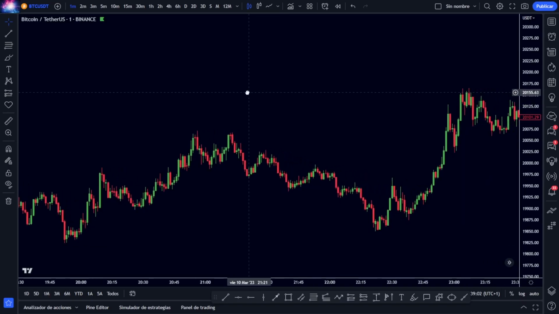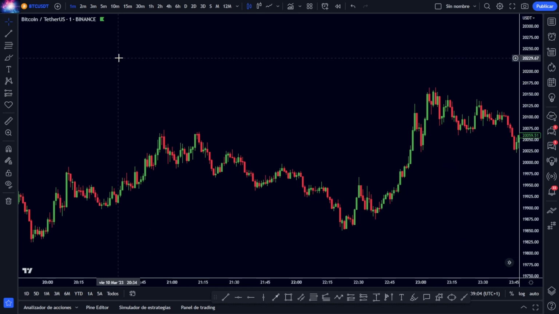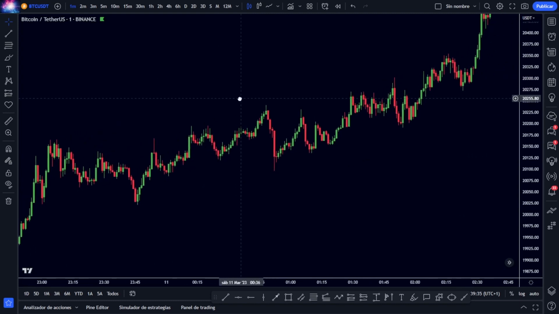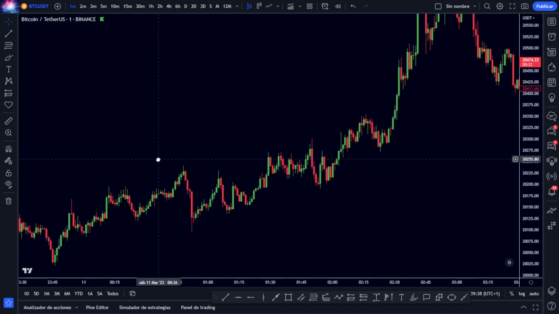And now let's see it step by step. As you can see, we have chosen a chart in Bitcoin USDT, in the temporality of 1 minute, to explain it perfectly. As I said, it is a perfect strategy for both scalping and intraday trading.